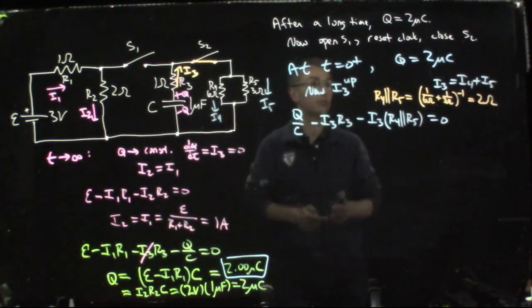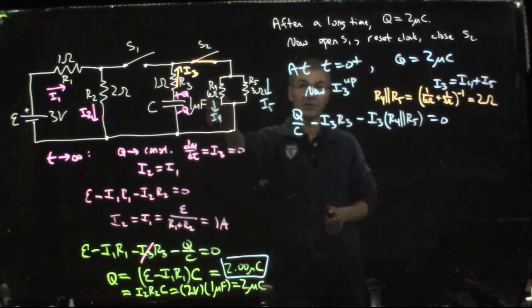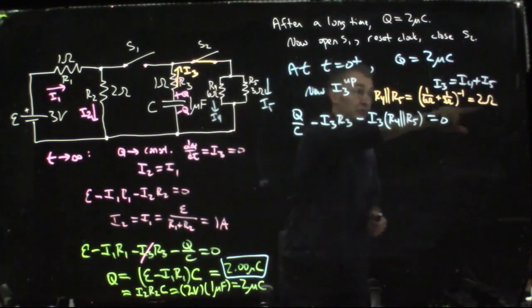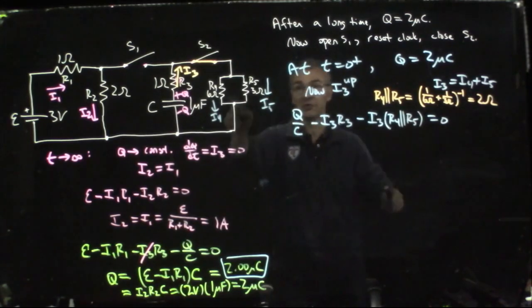18 over 9 is 2. Or I think I told you once before, 6 parallel 6 is 3. Like if you have 2 of the same thing in parallel, it's just half. So 6 parallel 6 is 3. So this 3 is actually like 6 parallel 6, so this is like 6 parallel 6 parallel 6. That's like 6 divided by 3 is 2. No matter how you slice it, this is 2 ohms, these two things in parallel.